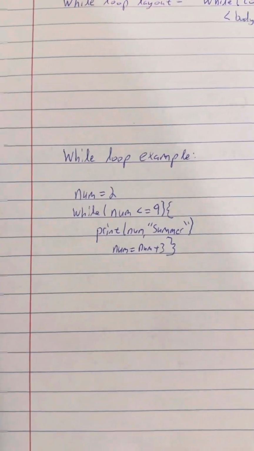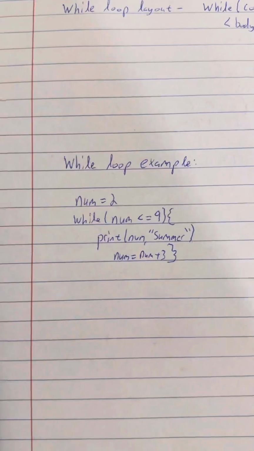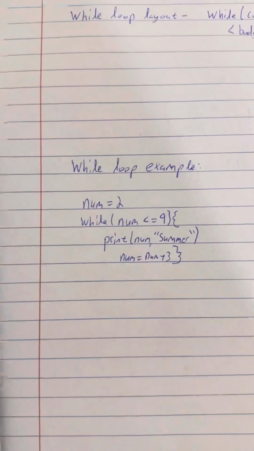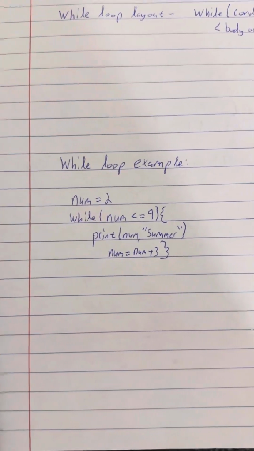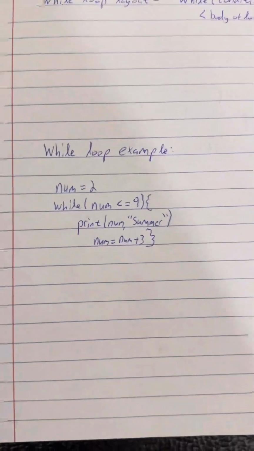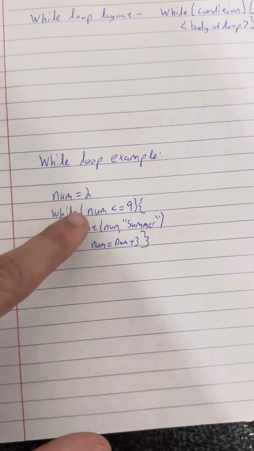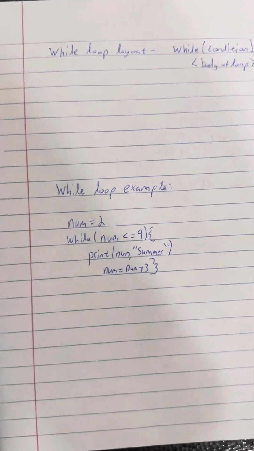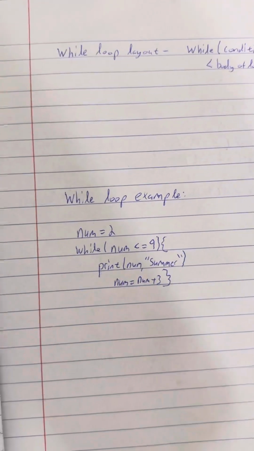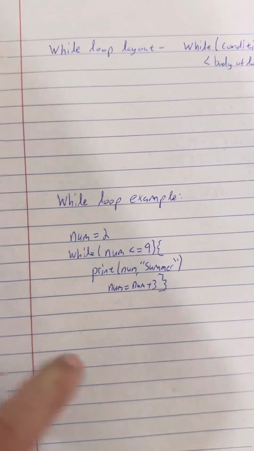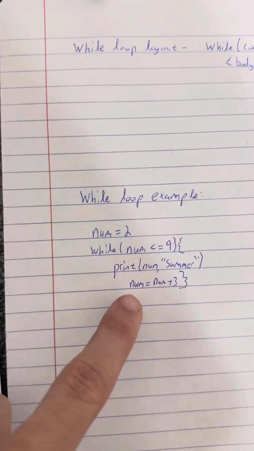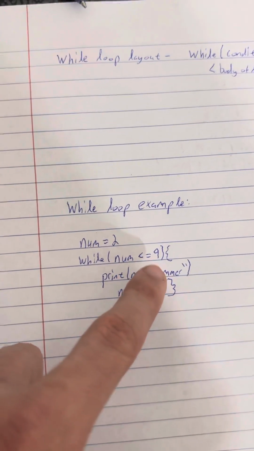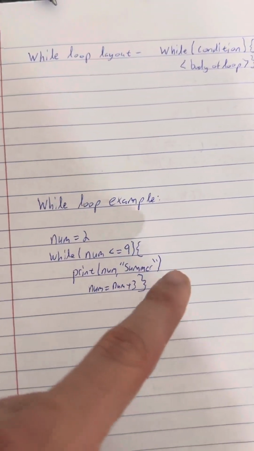Okay, num equals 2. While num is less than or equal to 9, print "summer" and then num equals num plus 3. So basically we're going to put this number into the while loop. Num is still less than 9, so it prints summer, and then num is put back in: 2 plus 3, so the new value of num is 5. It goes back up here. 5 is less than or equal to 9? Yes, so it prints summer again.